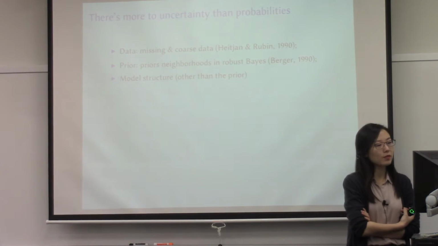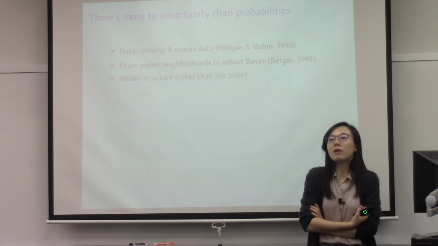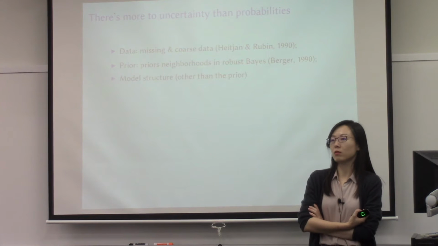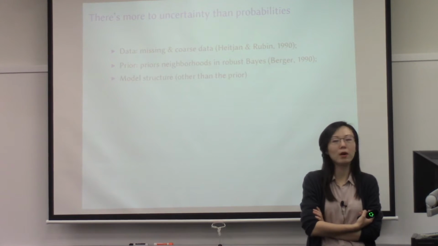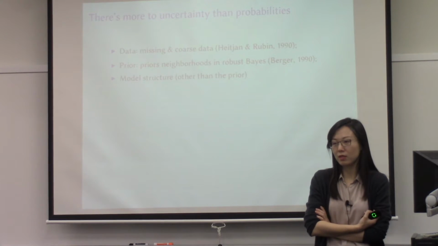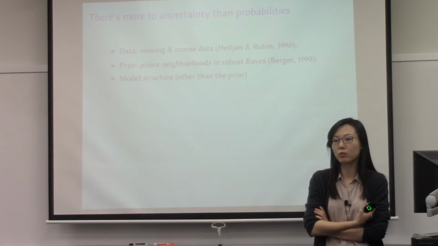But in fact, if you don't have one particular prior, you could have a neighborhood or a set of priors. Or even, in the worst case, you would have all possible priors. That would be the set of all probability distributions, and you would like to work with that.